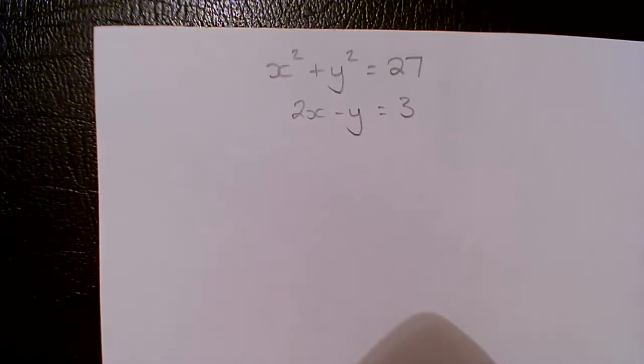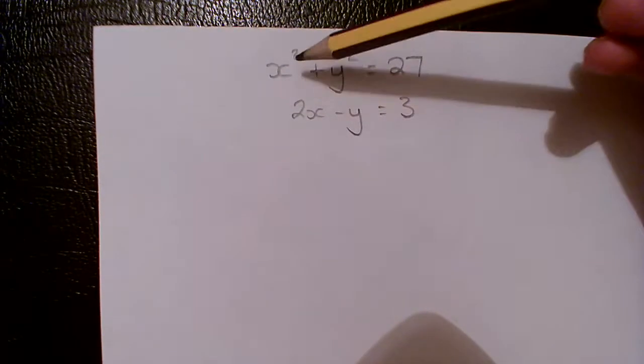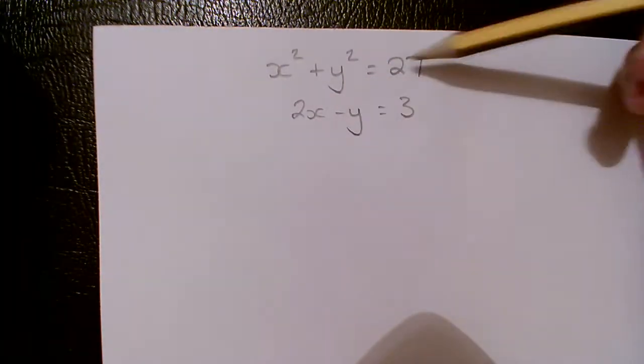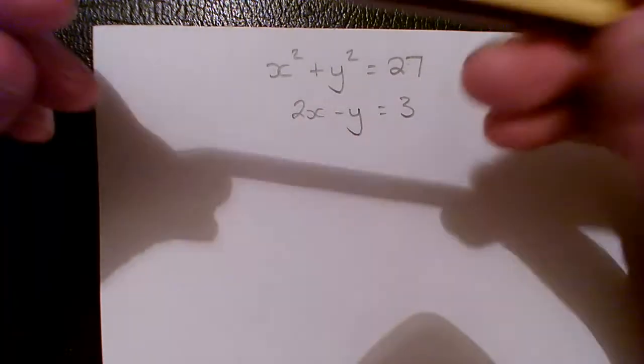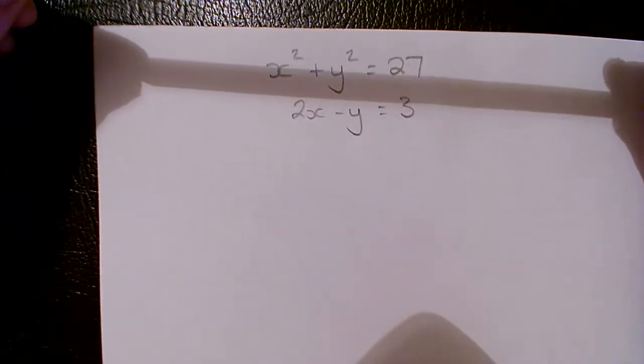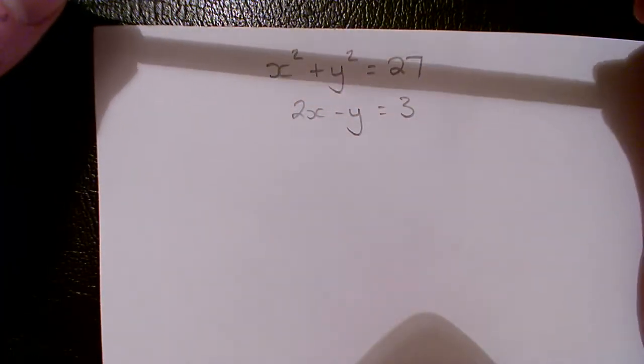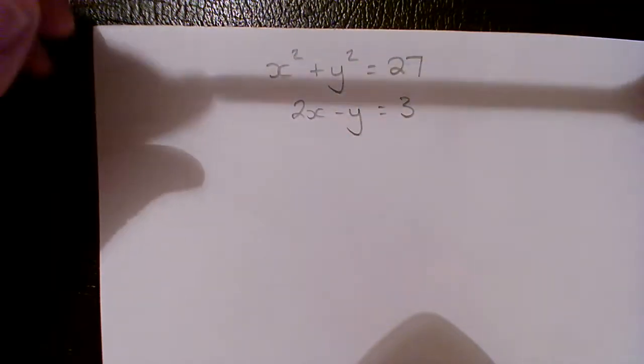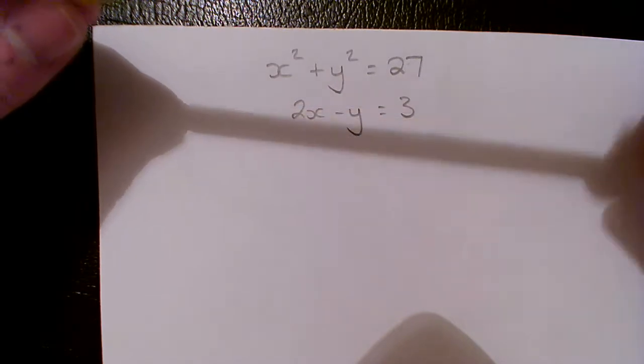Okay, so if we look at what's the same and what's different this time, we've got a circle still. This is the equation of the circle. The radius of this circle would be the square root of 27. We don't need to know that for this question, but this is also a straight line.